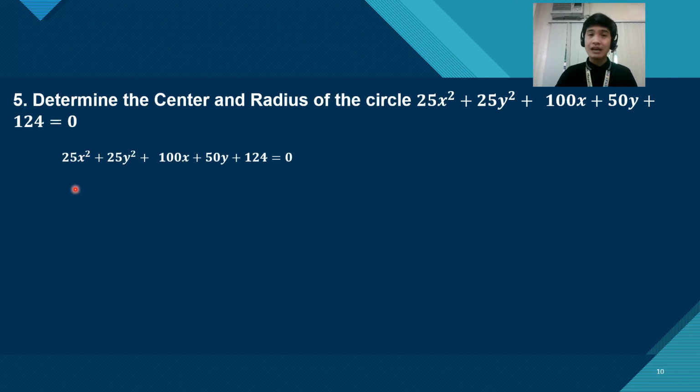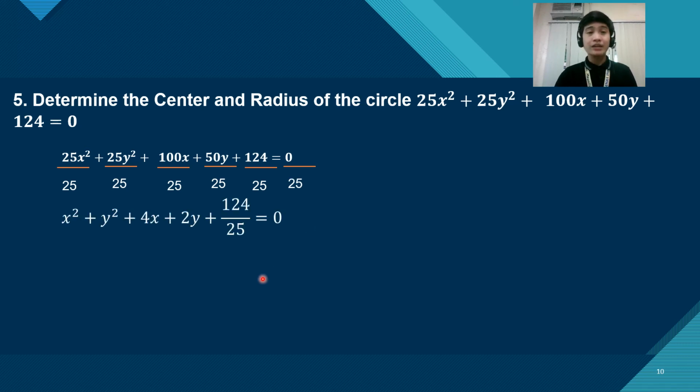Dahil parehas sa 25 yan, ang next natin gagawin, kailangan mawala or maging 1 ang kanilang numerical coefficient. So, paano natin gagawin yun? Bawat isang term ay i-divide natin sa 25 para makancel yung 25 na to, nang sa gayon, x squared, y squared na lang ang matitira. So, divide 25x squared by 25. Divide si 25y squared kay 25. I-divide si 100x kay 25. I-divide si 50y kay 25. And i-divide si 124 kay 25. Tapos i-divide si 0 kay 25. Ang resulta niyan, x squared plus y squared plus 4x plus 2y plus 124 over 25 equals 0.